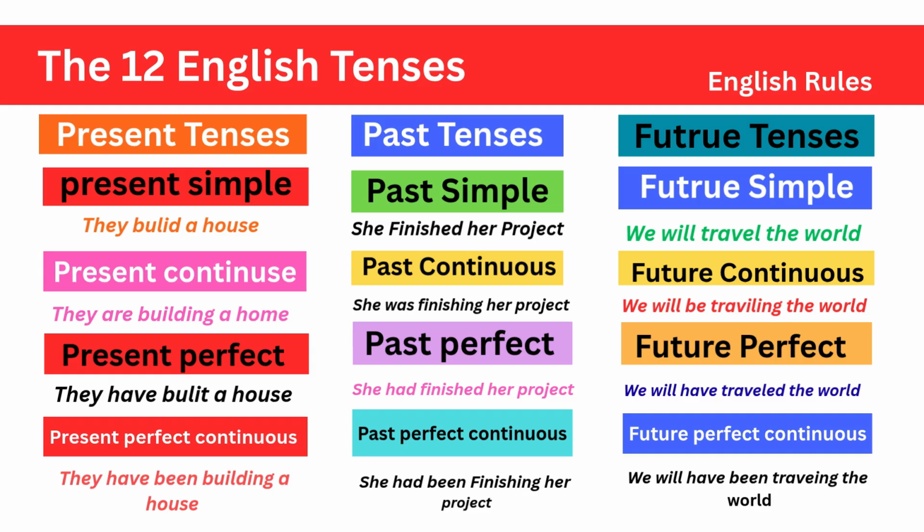Quick grammar tips. Continuous always uses an -ing verb. Perfect always uses the auxiliary verb have, has, or had plus a past participle, V3. Future almost always begins with will.